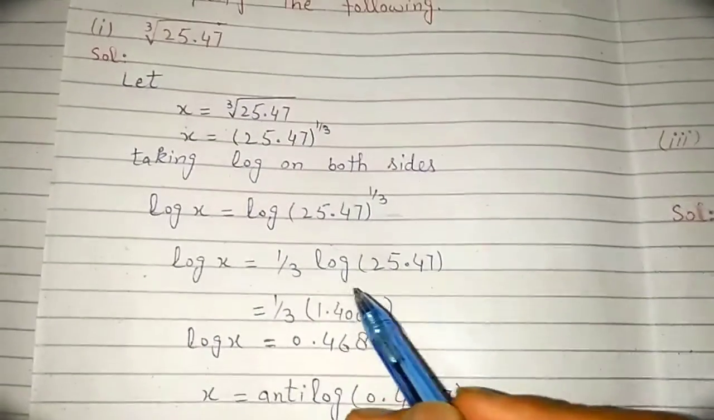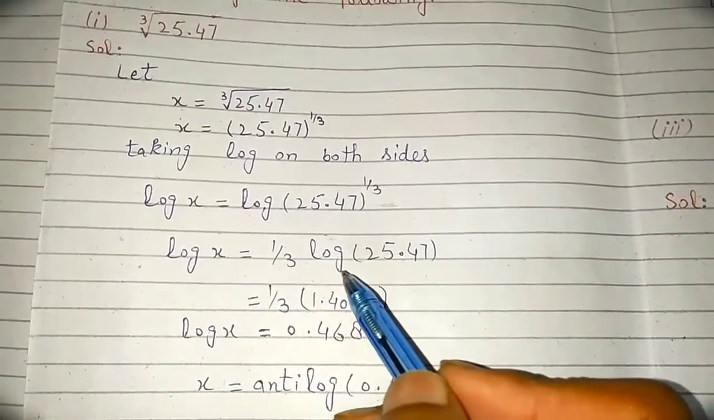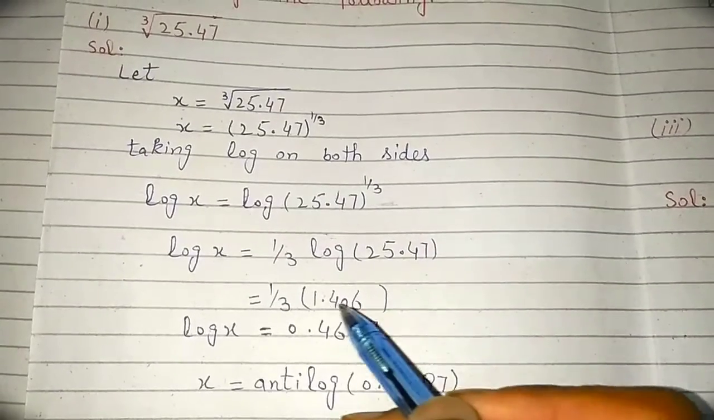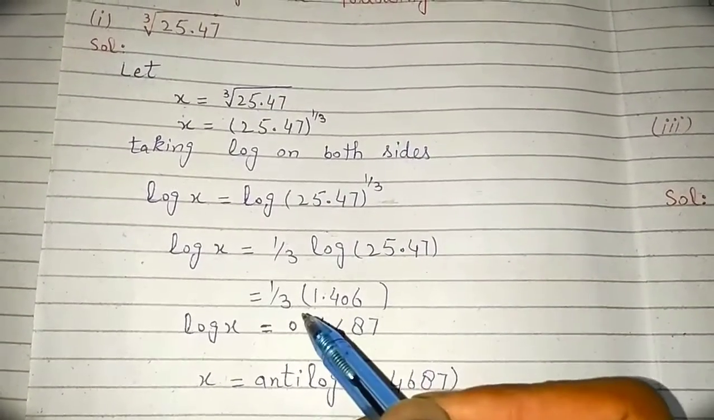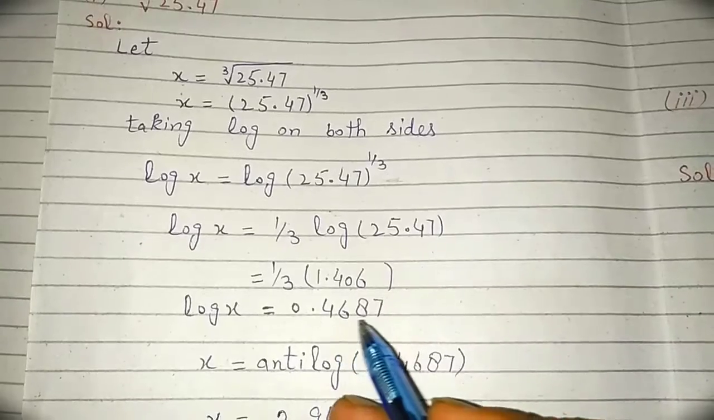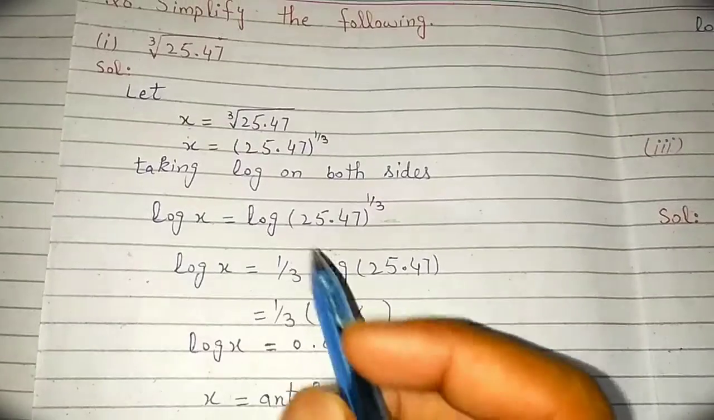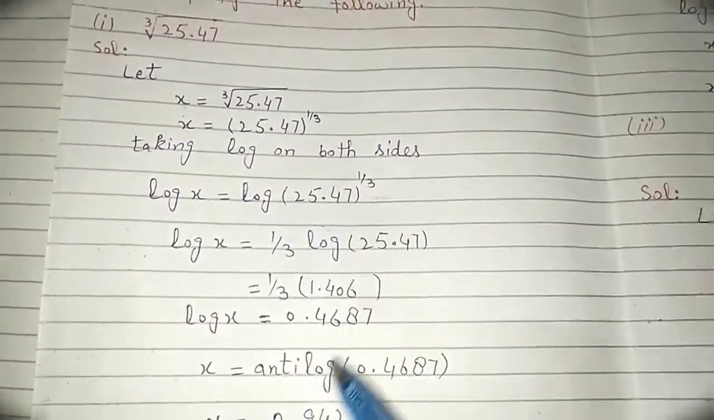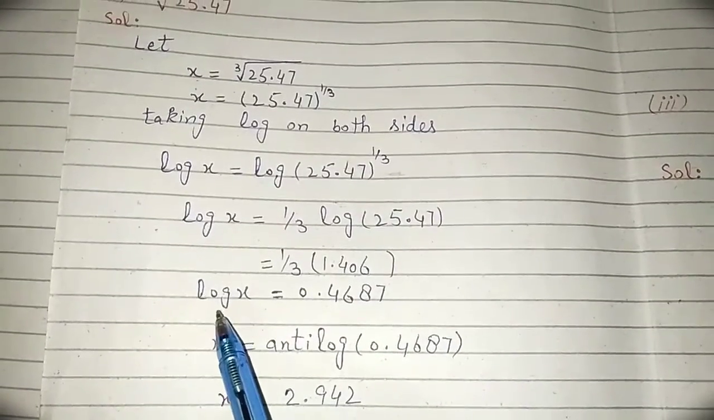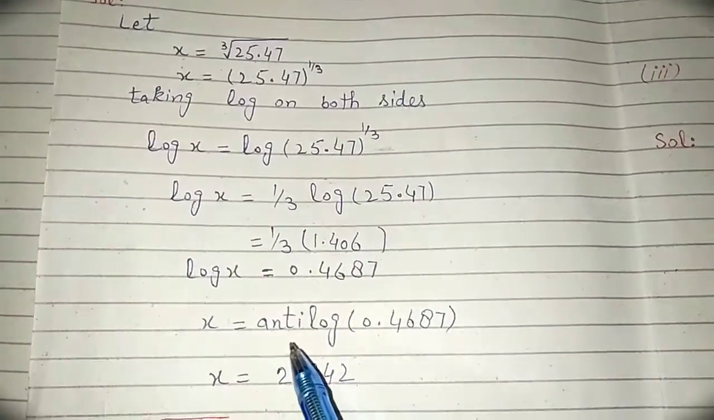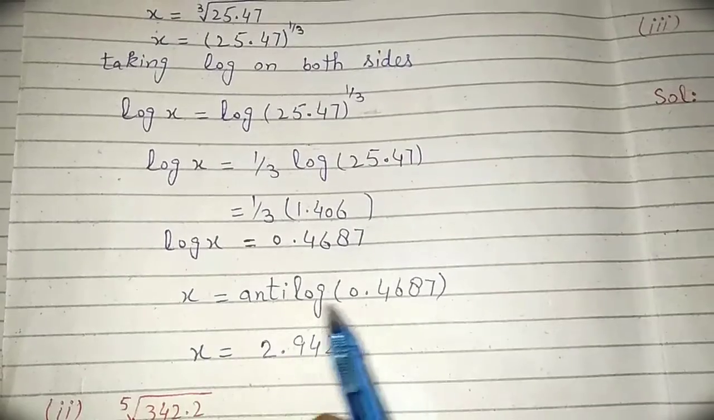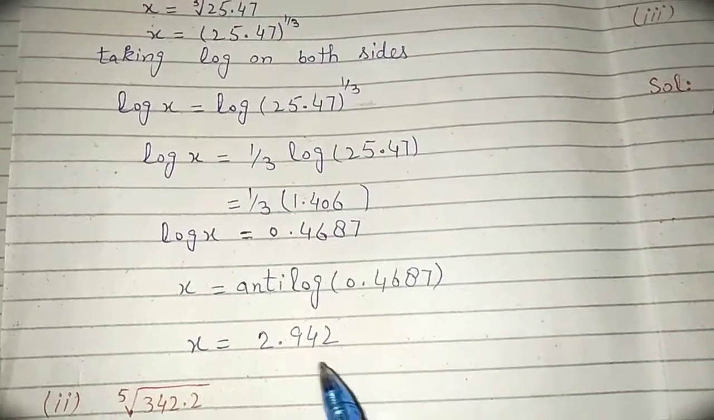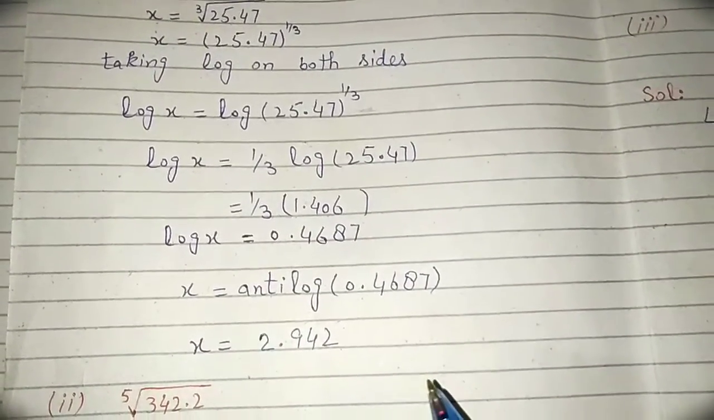Now using a calculator, log 25.47 is equal to 1.406, and divided by 3, we will get 0.4687. As we are required to find the value of x, not log x, bring this log to the other side and it will become anti-log. So x is equal to anti-log of 0.4687, which is equal to 2.942.